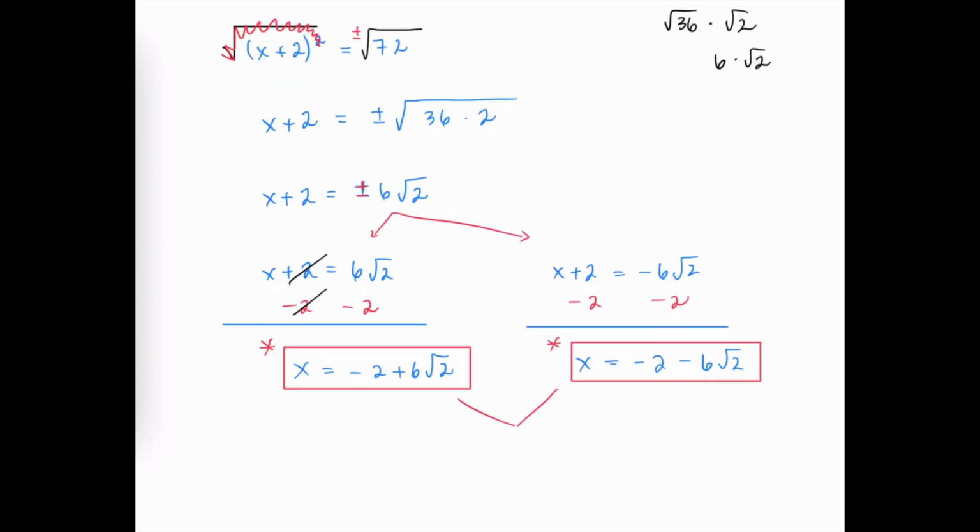However, we could also combine these two solutions, because we've got one is plus and one is minus. We can say that this is negative 2 plus or minus 6 radical 2 like this. And that's another way of writing our answer.